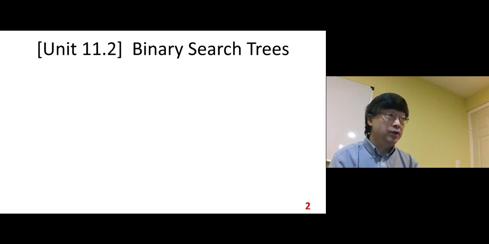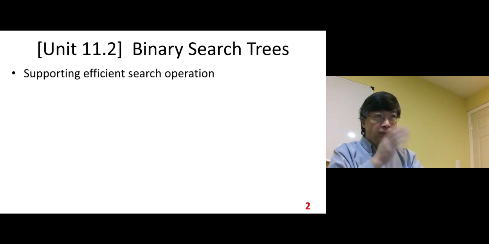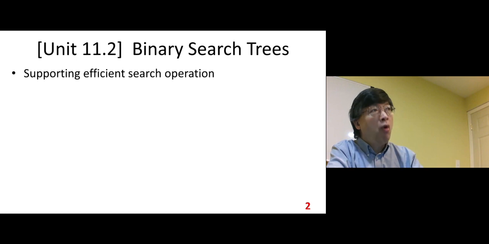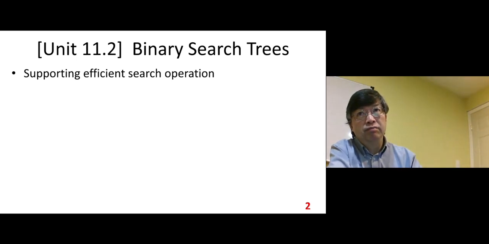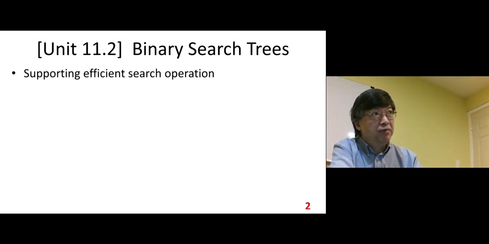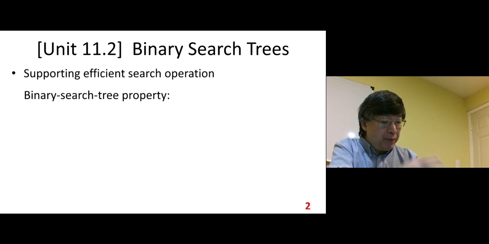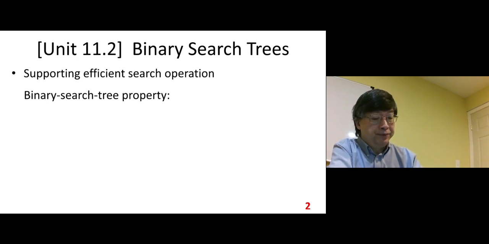So what's that binary search tree property? Look at this. Our goal is to make binary search trees support efficient search operation, key-based search operation, comparison, key-based search operation, binary search. So basically, we can use binary search as an example. So the binary search tree property is as simple as this.